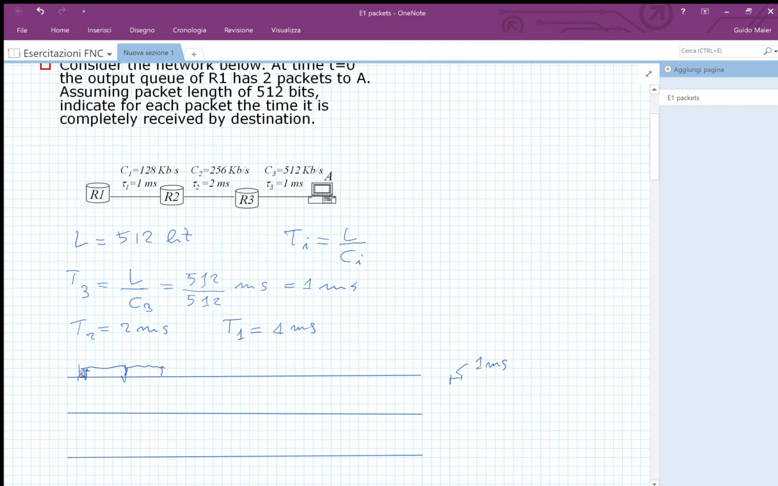Then they are transmitted, they start propagating, and the first propagation delay is 1 millisecond. So it means that this bit, which is the last one, will arrive at R2 after 1 millisecond, and the same for all the other bits. This is R1, this is R2, this is R3. And actually, we did one more line.